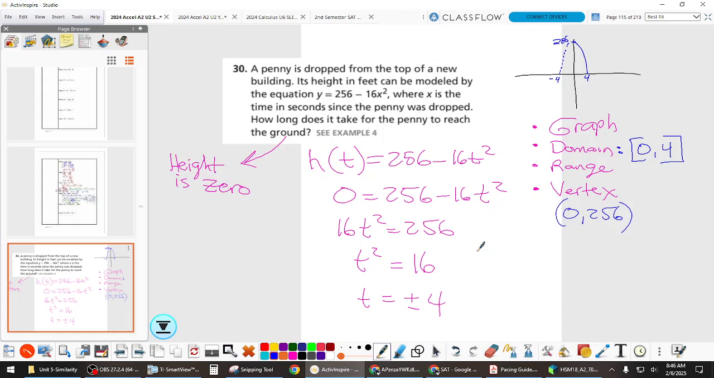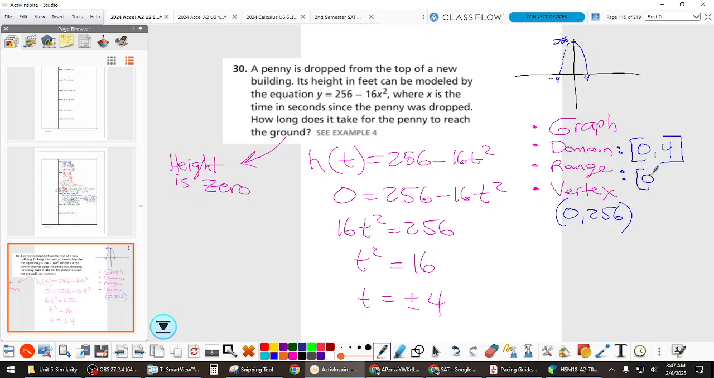Well, it can. Is it in this case? Because it started at the building and ended at the ground. Yeah, the time started as soon as you let go of the penny, and it stops when it hits the ground. After that, this doesn't have any meaning. How about the range?